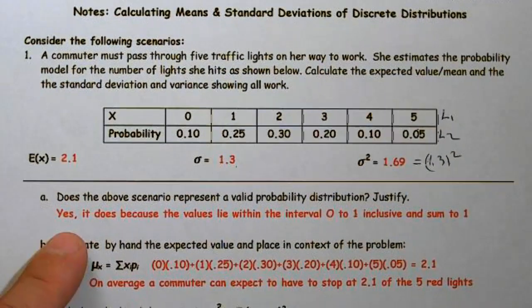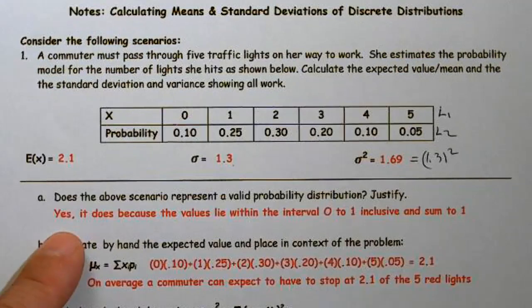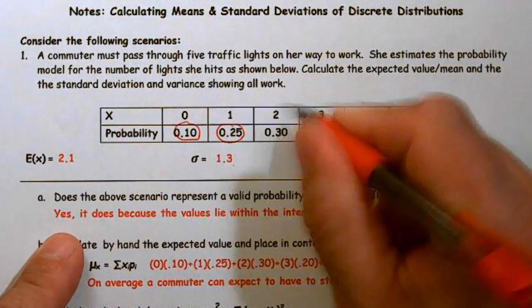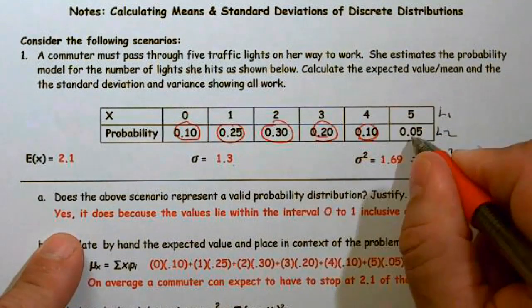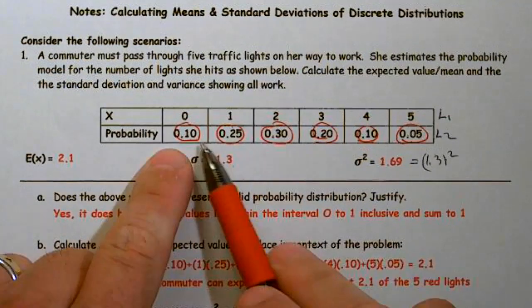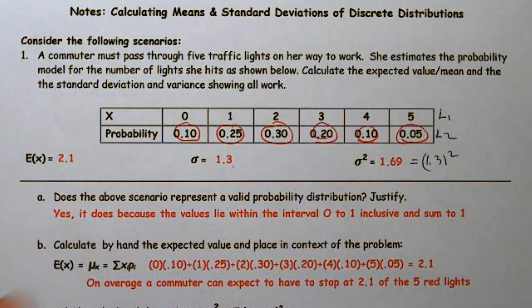All right, so that's how I get that. The first question was, does the above represent a valid probability distribution? Well, to do that, I would need to check and add 0.1, 0.25, 0.30, 0.20, 0.1, and 0.05. When I sum all those up, they do sum to one whole, so that is a valid probability distribution. Why? Because it sums to 1, there's no negative values, and there's no value greater than 1.